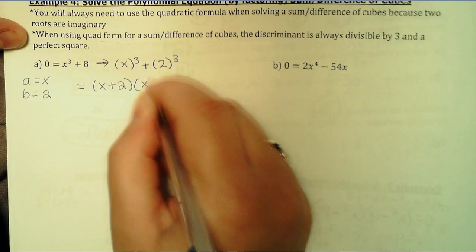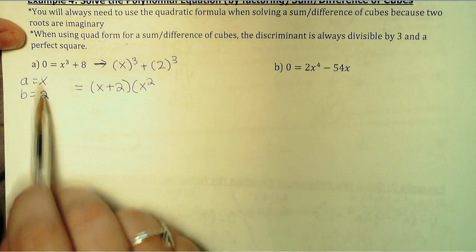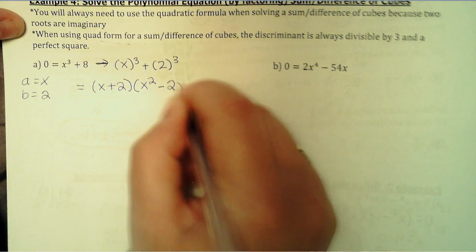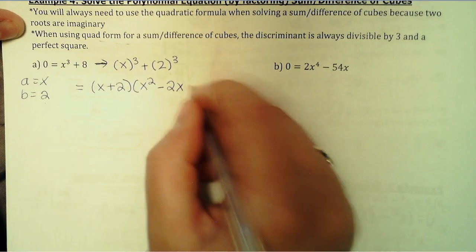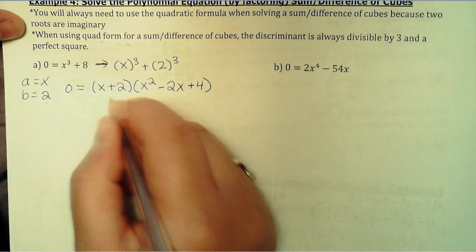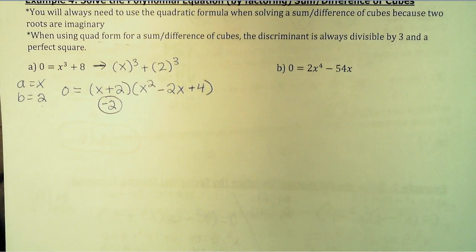This will be x squared. And then it's minus a times b. So a times b would be x times 2. So I'm going to write that as minus 2x. And then b squared, this is plus 4. Okay, now right from here, one of my zeros is going to be negative 2. I can see that in that linear factor.